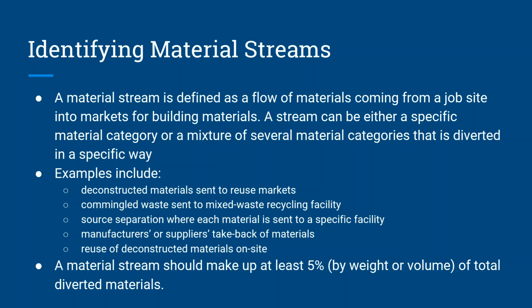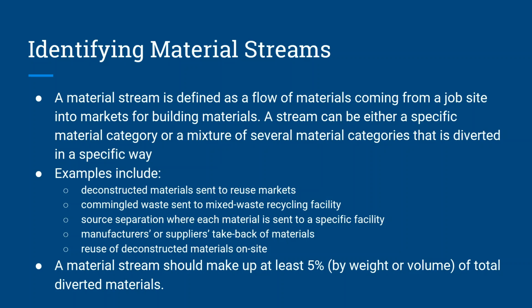Option 1 of this credit requires that at least 3 material streams must be diverted from landfill. A material stream is defined as the flow of materials coming from a job site into markets for building materials. A stream can be either a specific material category that is diverted in a specific way or a mixture of several material categories that is diverted in a specific way.